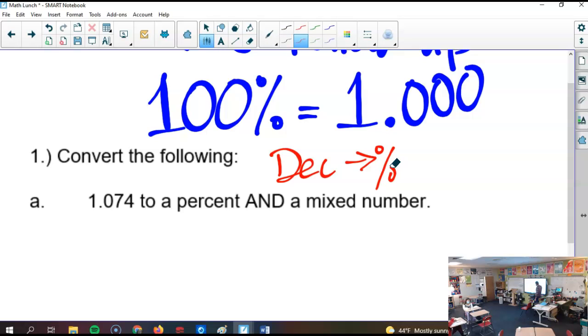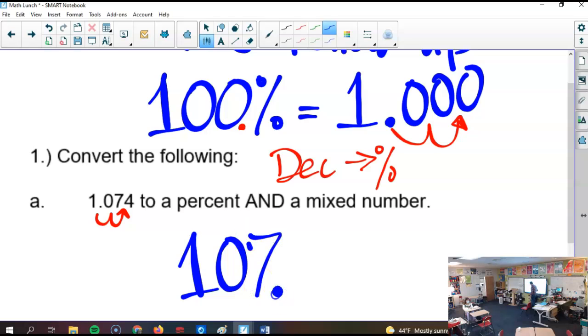To move decimal to percent value, we move the decimal 2 places right. So notice how in 100%, the decimal's right there. If I move from a decimal number 2 places right, we get the percent value. So I do that here, and guys, I would literally draw it to give yourself the reminder of what happened. And that becomes 107.4%. Questions on how that becomes 107.4%?